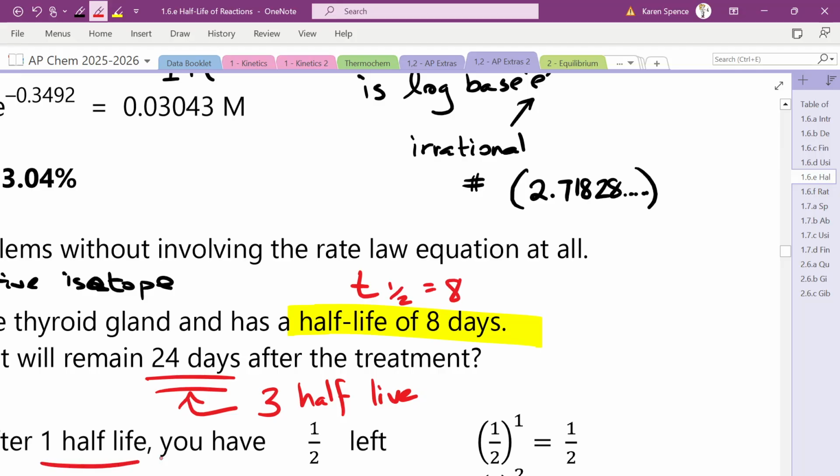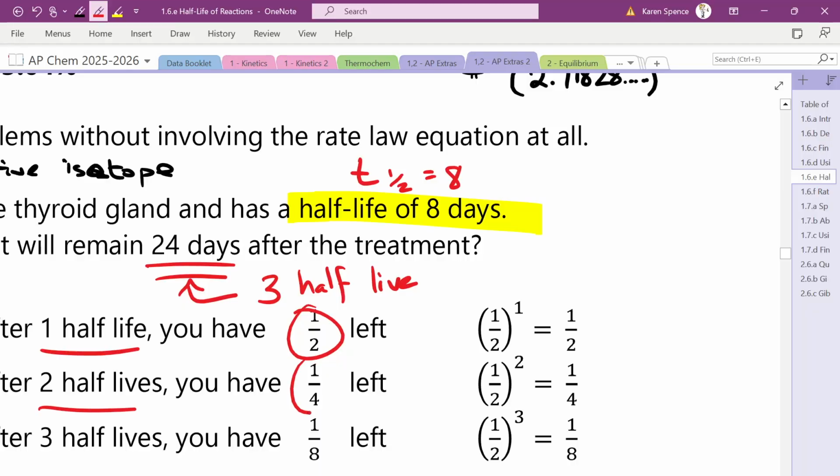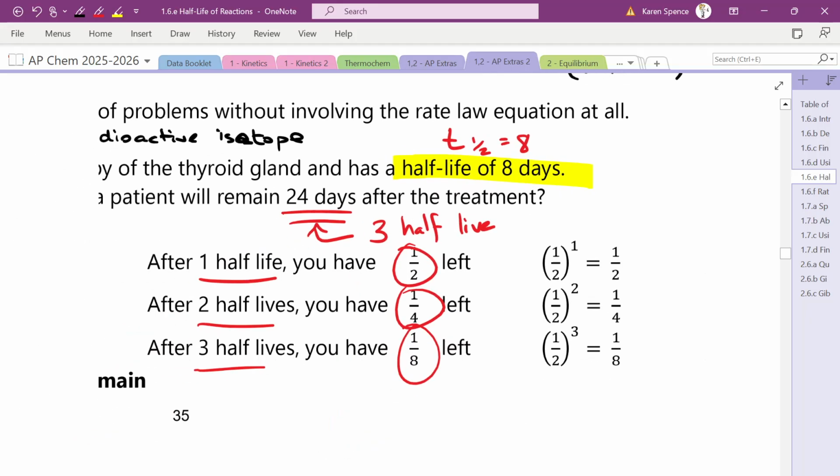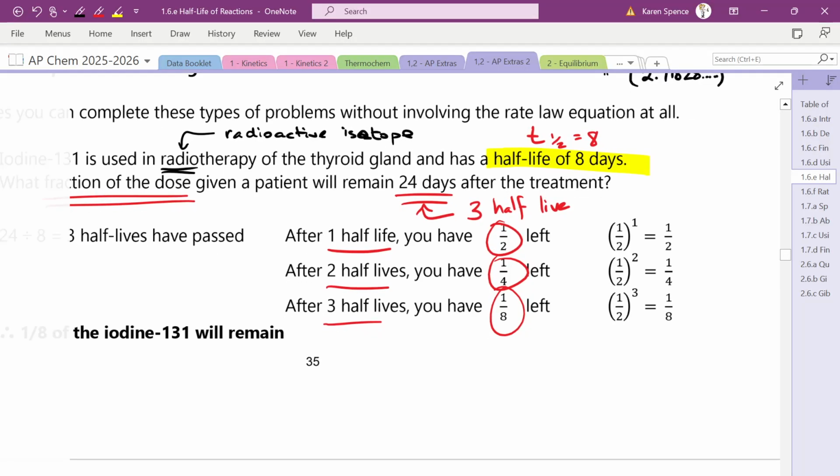So after 1 half-life, you have a half left. After 2 half-lives, you have a quarter left. And after 3 half-lives, you have 1/8 left. That would probably be a multiple choice type question. And you're like, okay, done. Boom. Didn't have to use any formulas because the numbers were nice. 24 is a multiple of 8. Like I said, for multiple choice, they'll probably give you a multiple of the half-life.